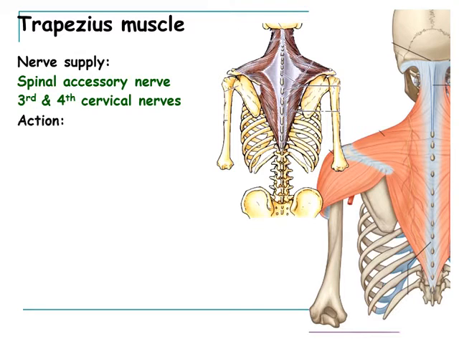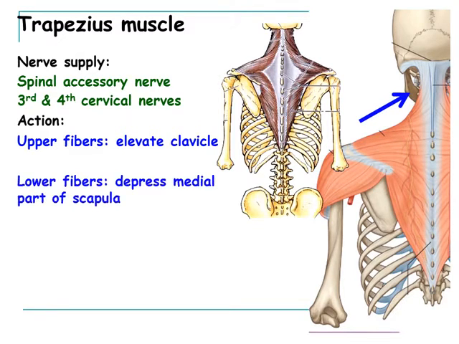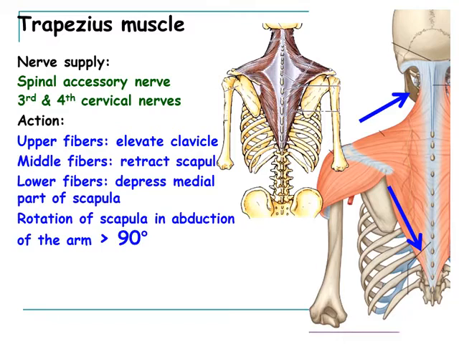The upper fibers elevate the clavicle, so it elevates the shoulder girdle. Lower fibers depress the medial part of the scapula. The middle fibers retract the scapula. When the upper fibers and lower fibers act together, they rotate the scapula in abduction more than 90 degrees.